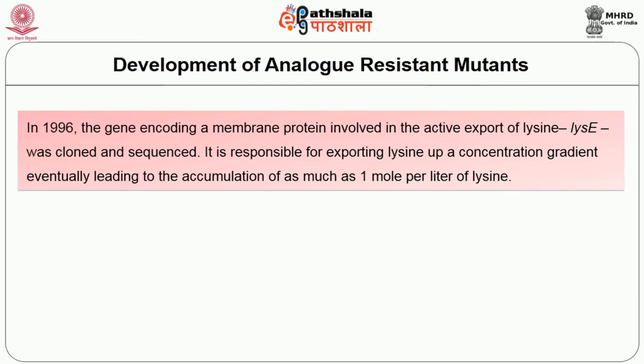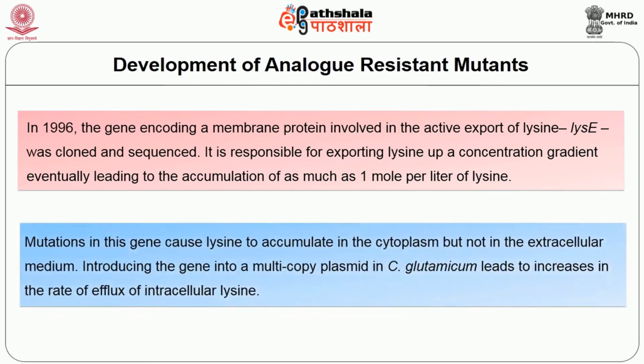It is responsible for exporting lysine up a concentration gradient, eventually leading to the accumulation of as much as 1 mole per liter of lysine. Mutations in this gene cause lysine to accumulate in the cytoplasm but not in the extracellular medium. Introducing the gene on a multi-copy plasmid in Corynebacterium glutamicum leads to an increase in the rate of efflux of intracellular lysine.